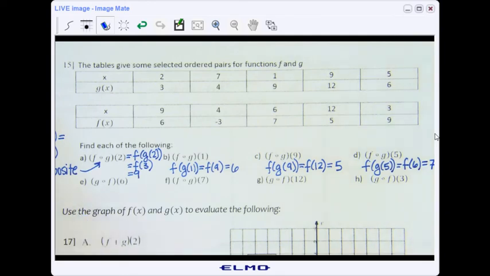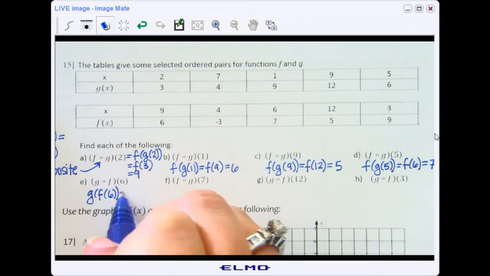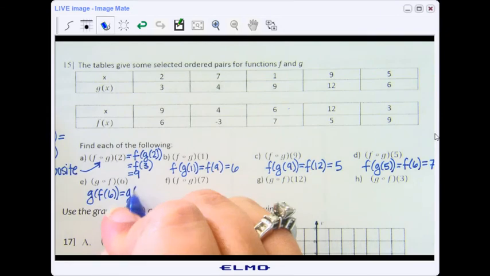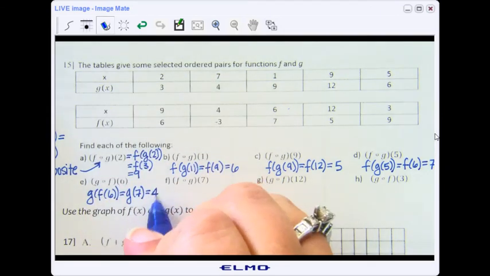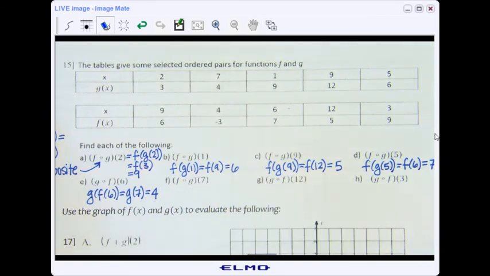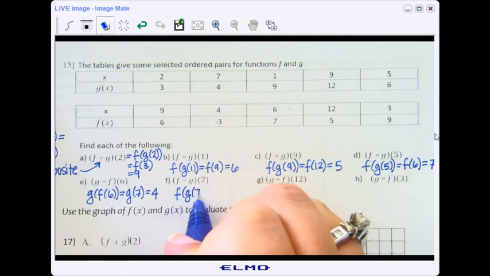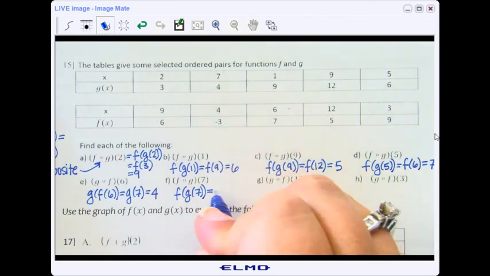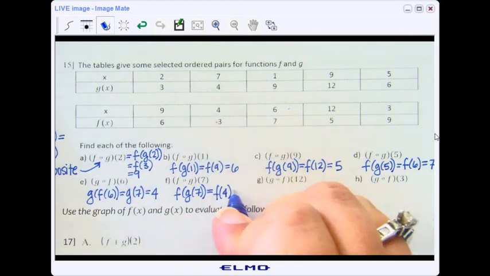In E through H, you're composing f into g, so this becomes g of f of 6. So now I need to find f of 6 first. So I'm finding g of 7. G of 7 is 4. In f, I'm finding f of g of 7. So I find g of 7 is 4, so I'm finding f of 4, and f of 4 is negative 3.